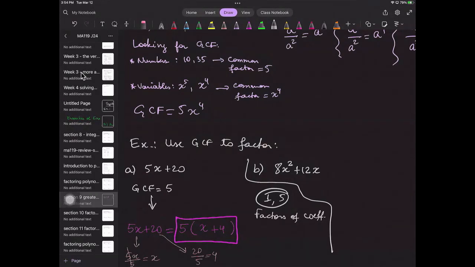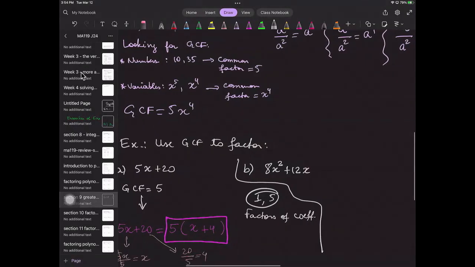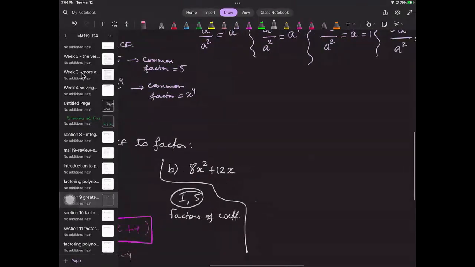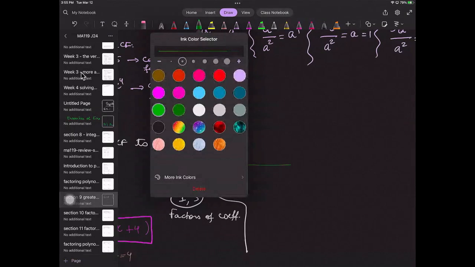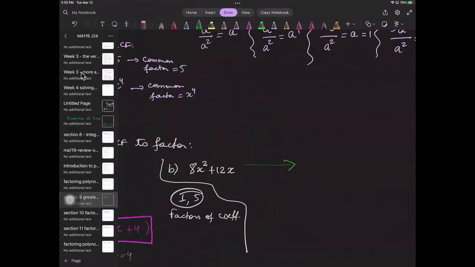So for part B, we have 8x squared plus 12x. Okay, first I need to find what the GCF is. Once I know that, I'm going to use it to write the factorization as a product of GCF and something else. Okay? All right, let's do that. Okay, so let's first find what the GCF is. So the GCF of the polynomial.